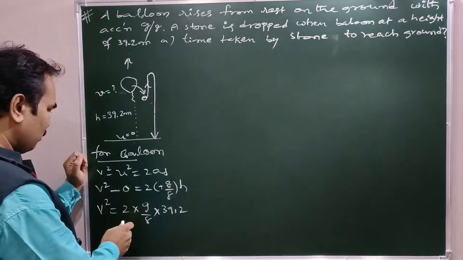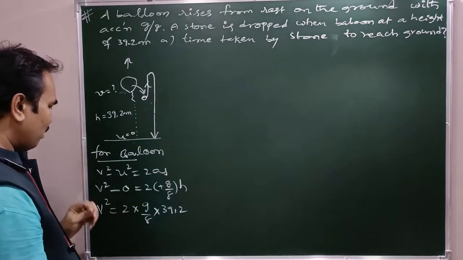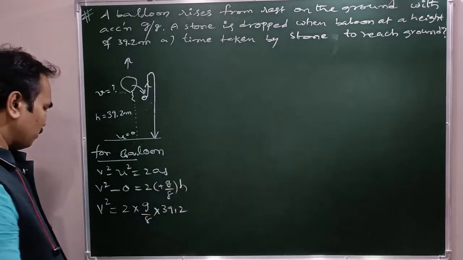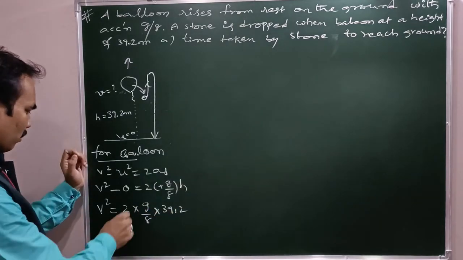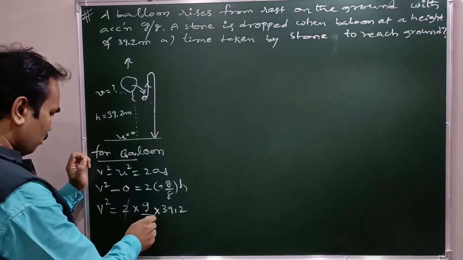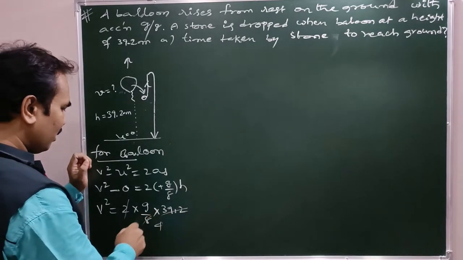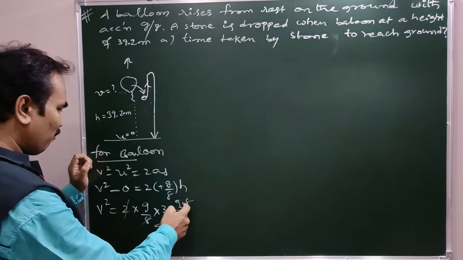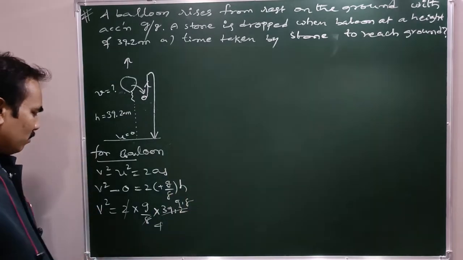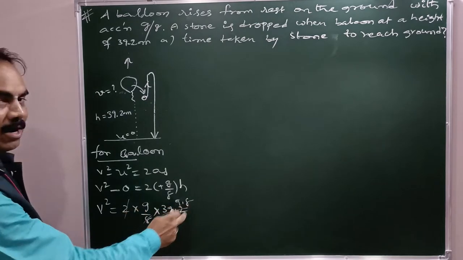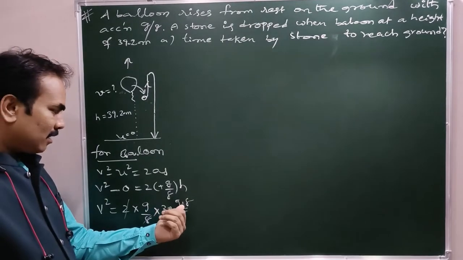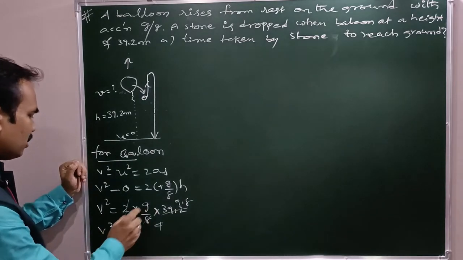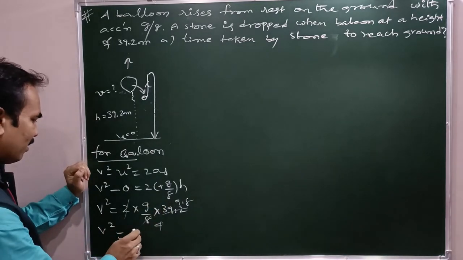39.2, right? So 39.2. Okay, V square equal to so and so. Now this is what? 2 4 J, that is 9.8 times 4 into 9.8, that is 39.2. So V square equal to G into 9.8. G means what? 9.8 means what? G. So V square equal to G into 9.8.